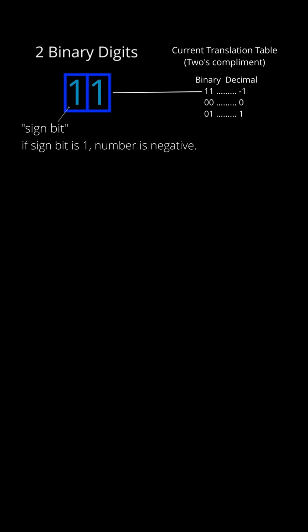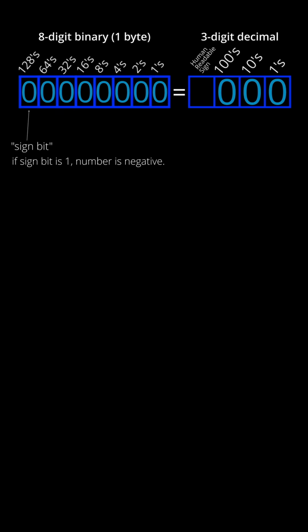And we can extend this out to 1 byte, where the highest bit in the byte is the sign bit. When that sign bit is 0, the number is positive. When that sign bit is 1, the number is negative. By adding more bits, we can now represent higher positive values and lower negative values.